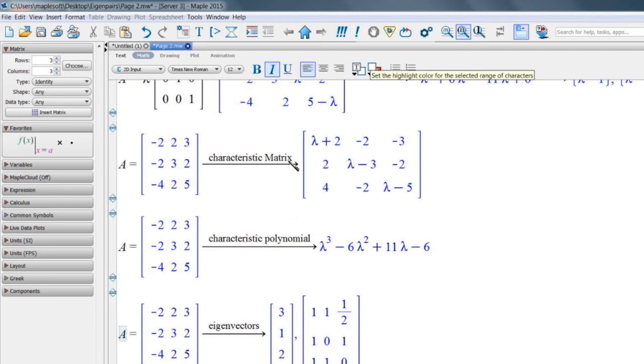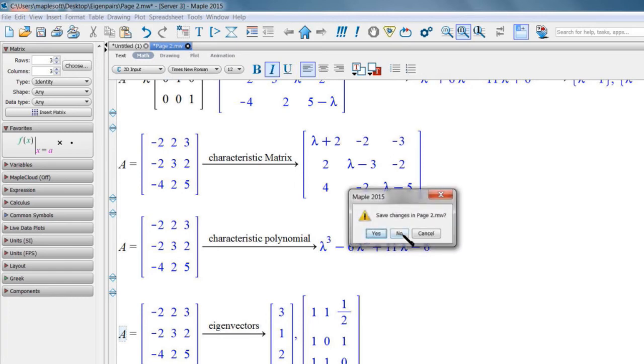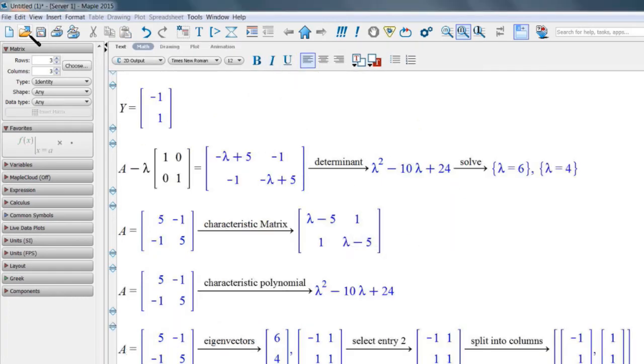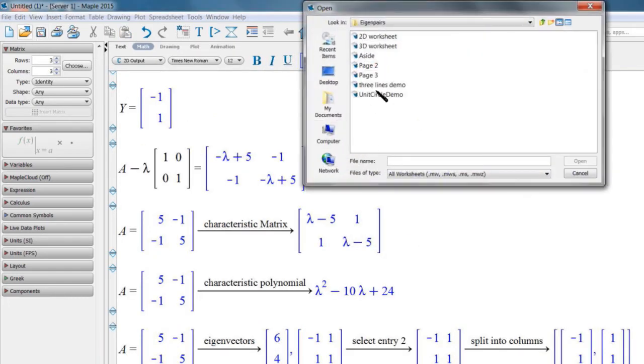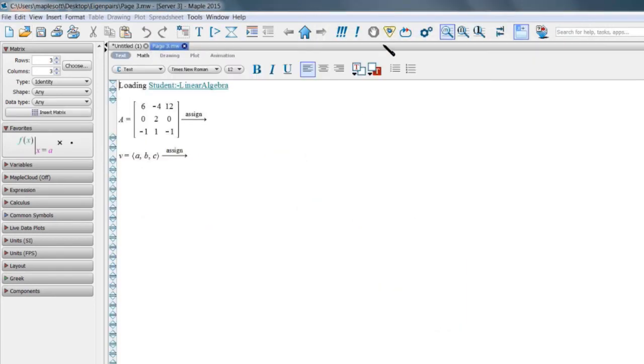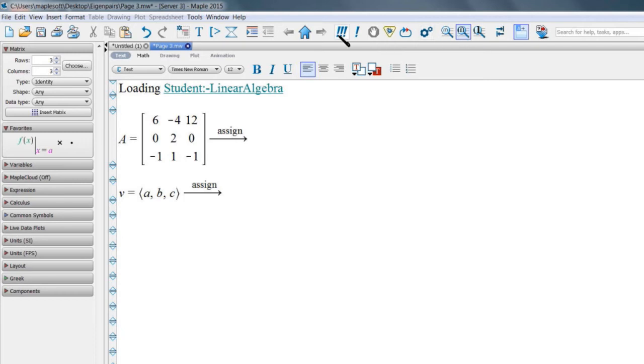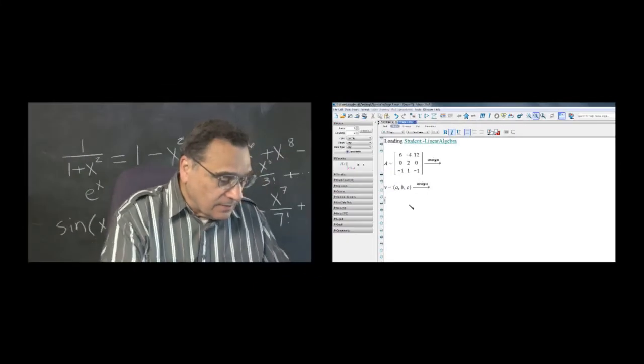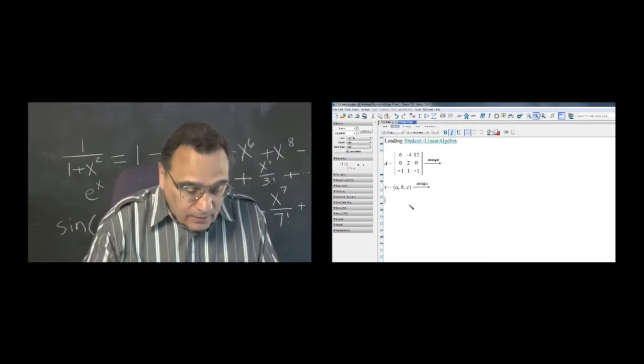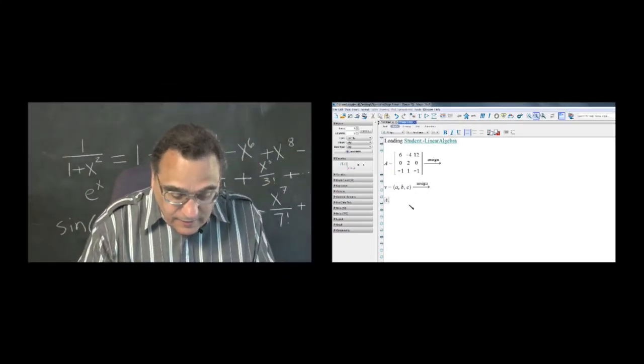Okay, I want to do one more 3 by 3 because it will show some quirks that you might not expect. So one more 3 by 3. Make this bigger, execute it. Now I'm going to call that vector v, because I want the letters x, y, and z free to use later. Okay, so I want to look at A times v.